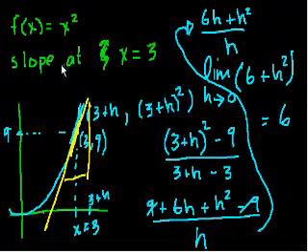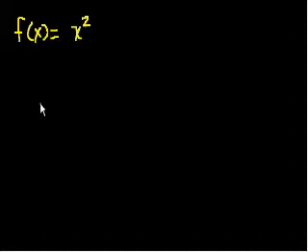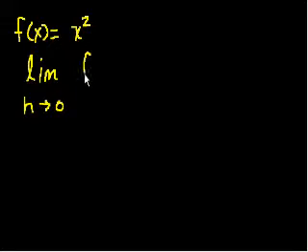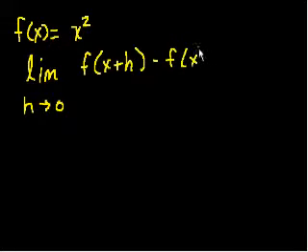If we can get a generalized formula for the slope at any point along the graph, f of x is equal to x squared. So let me clear this. So we're going to stick with f of x is equal to x squared. And we know that the slope at any point of this is just going to be the limit as h approaches 0 of f of x plus h minus f of x, all of that over h.